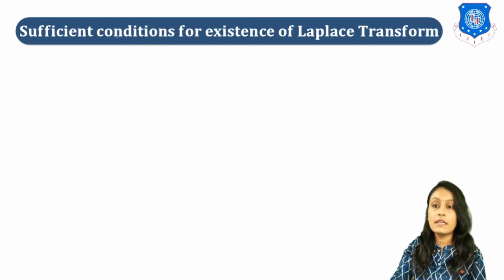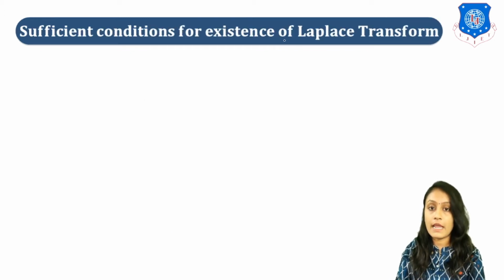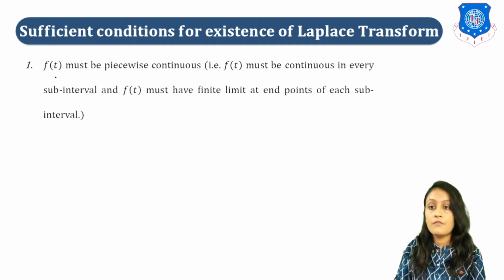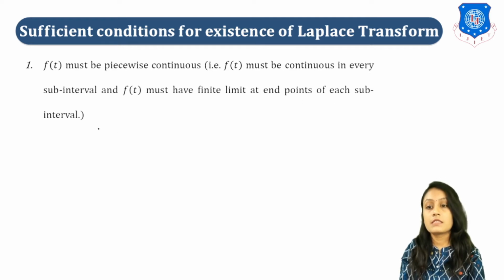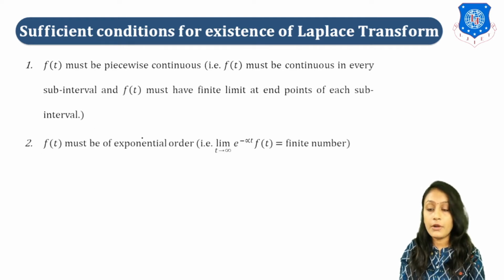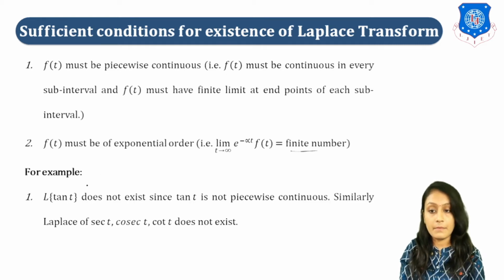Now let's study the sufficient conditions for existence of Laplace transform. First, f of t must be a piecewise continuous function, that is, f of t must be continuous in every subinterval and must have a finite limit at the end points of each subinterval. The second point is f of t must be of exponential order, that is, the limit as t tends to infinity of e raised to minus alpha t f of t should be a finite number.